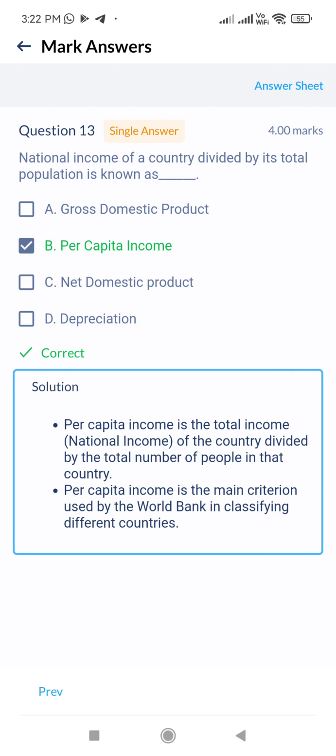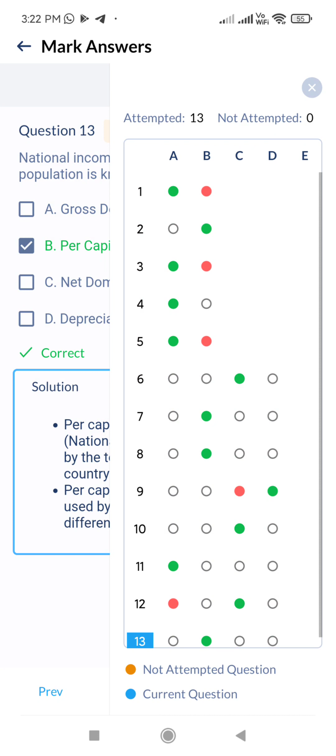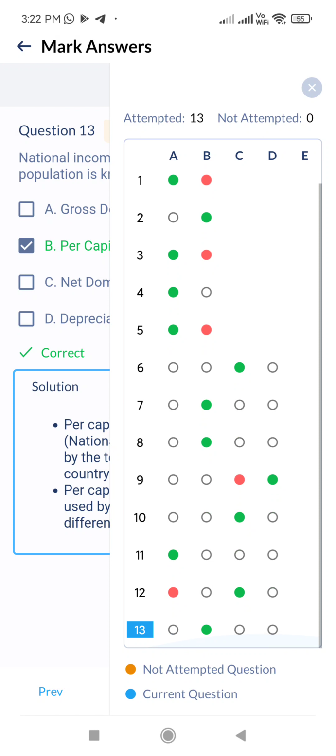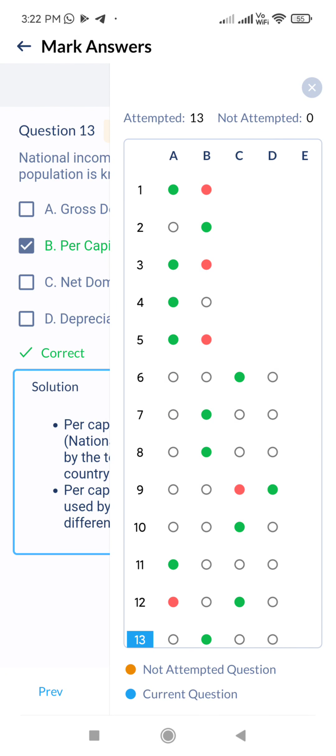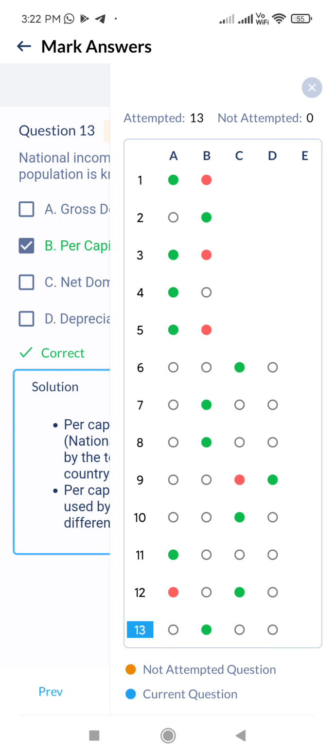So, in total, this is the answer sheet we can see. Out of 13 questions, this boy has correctly answered some and incorrectly answered some. He has not skipped any question, but 1, 2, 3, 4, 5 questions are wrong, and he needs to improve.